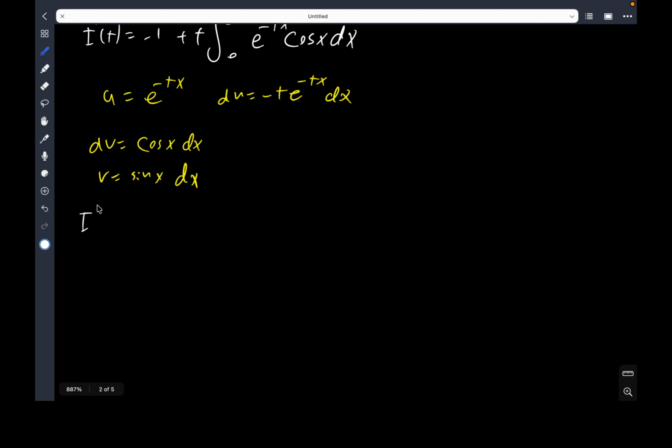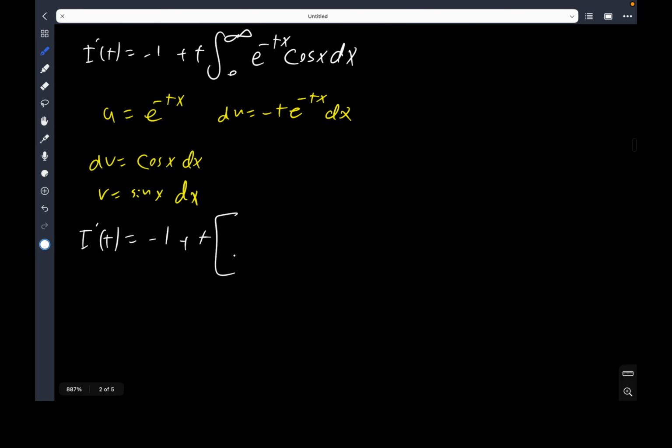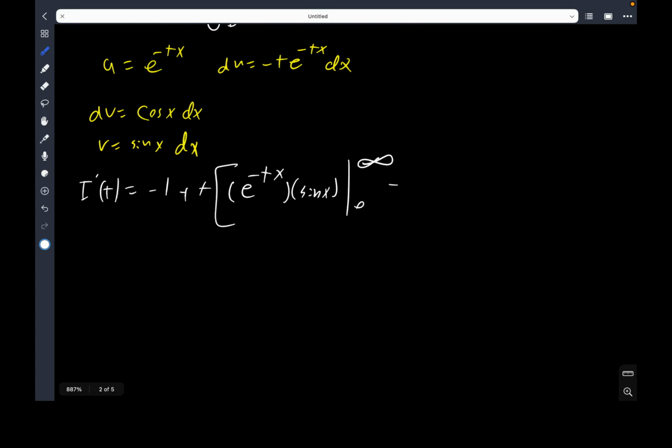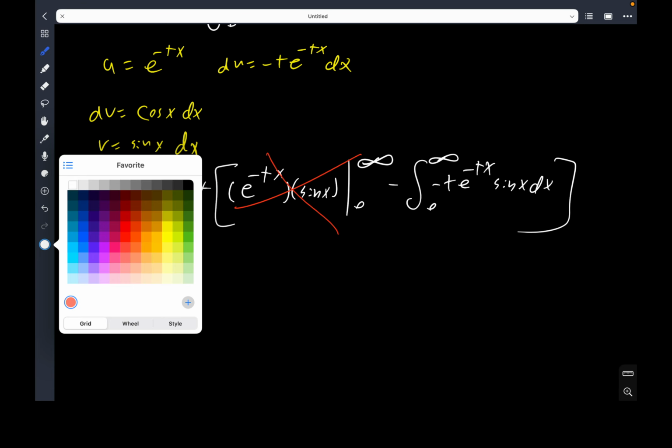So if I do this whole thing all over again, the integration by parts is going to be negative 1 plus t times the u here, e to the negative tx, times dv here, sine x, the limit from 0 to infinity, minus the integral from 0 to infinity of negative t e to the negative tx sine x dx. This limit here, you can go ahead and verify that this is indeed equal to 0. Thus I can suppress it here.